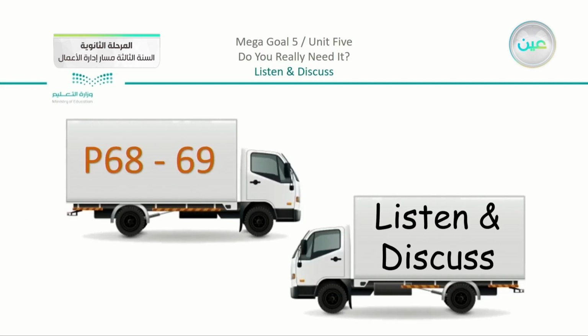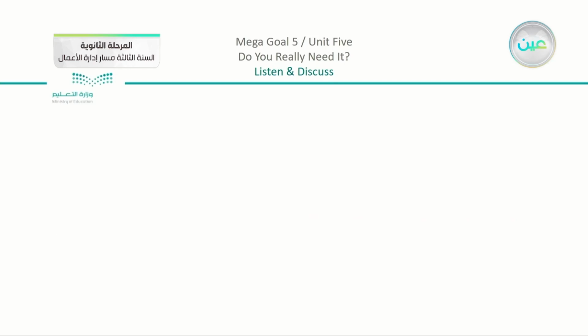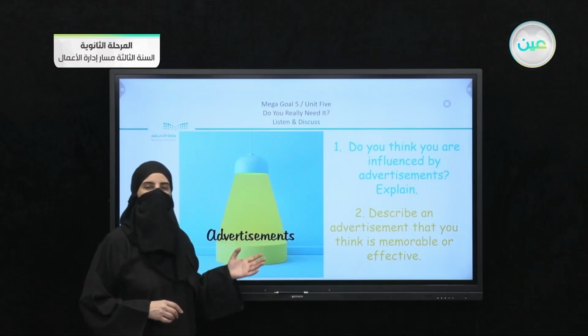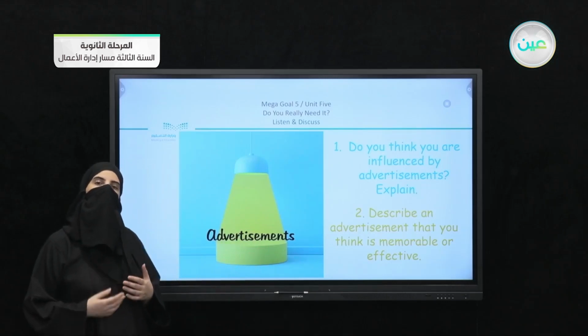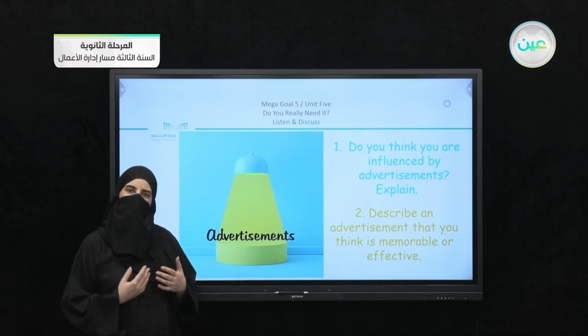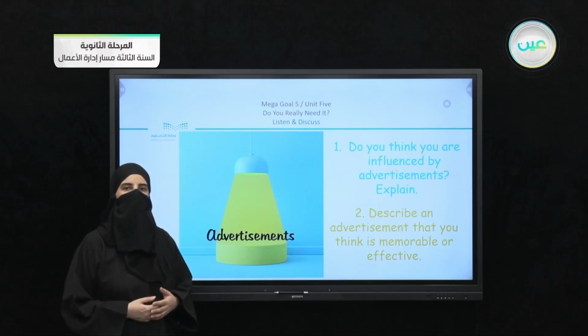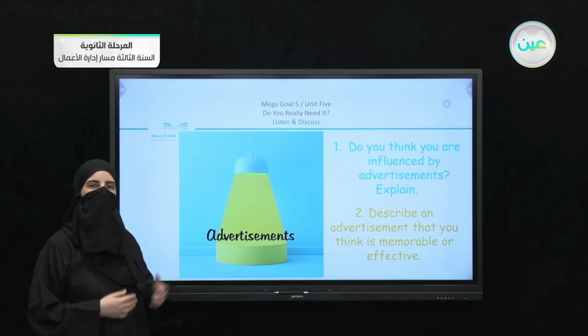We said that we can see them in many places. Now, we started with the listen and discuss lesson that we have here on pages 68 and 69. We have some questions here. We discussed, do you think you are influenced by advertisement? And also there's a second question, which is to describe an advertisement that you think is memorable or effective. These are two questions that we talked about, and I asked you to think about the answers. While we are going on with our unit, you may have other answers, and you may think of different things to think about advertisements in general.